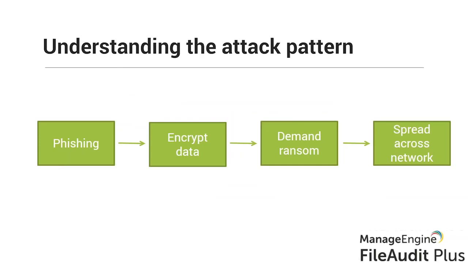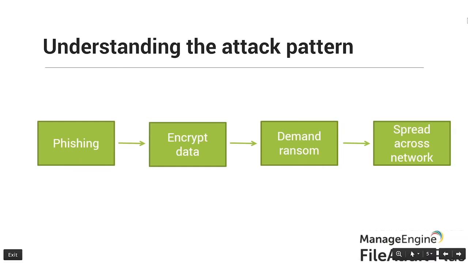Right. So we saw a little bit about the history. Now this is the attack pattern of typical ransomware attacks. Yes, there are different strains of ransomware and different ways they proliferate across the network, but this is typically the attack pattern. So it starts off with phishing. Like most cyber attacks, it starts off with phishing.